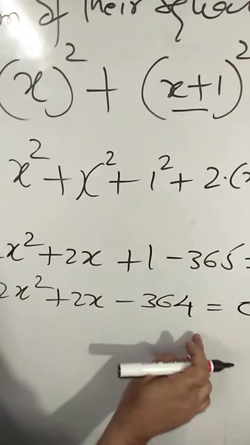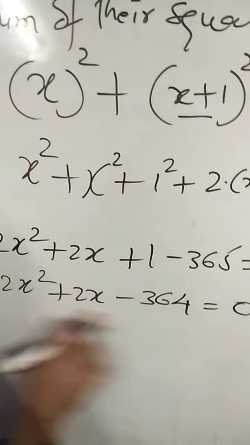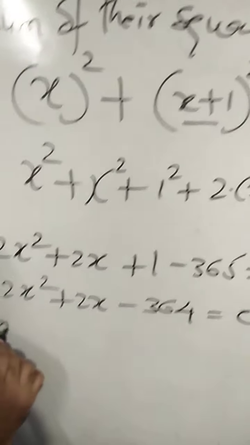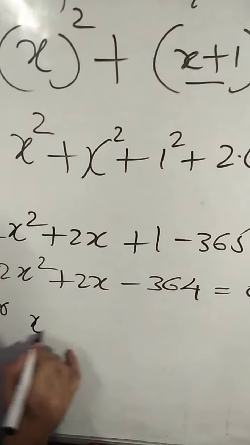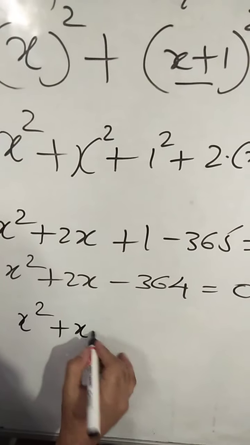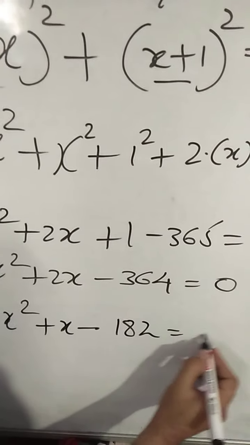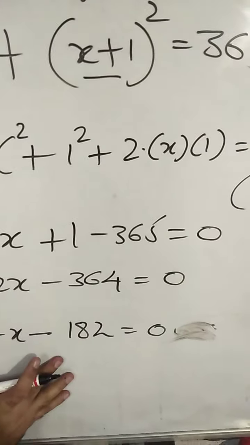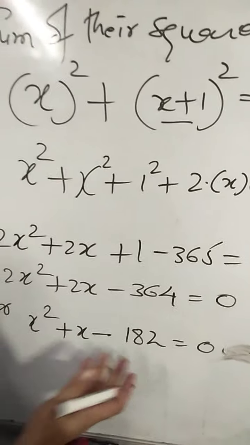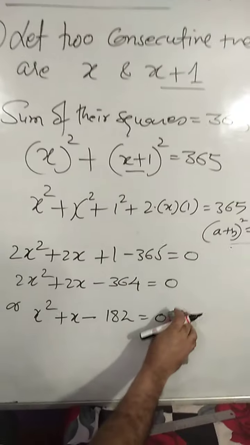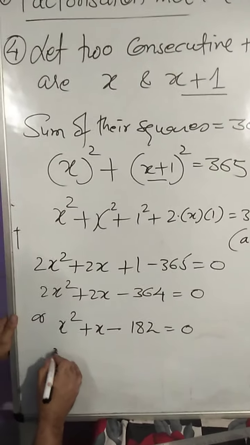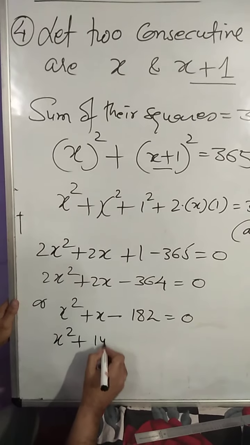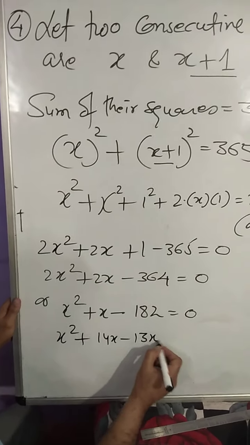I can see something common. What is common throughout? It is 2. Dividing throughout by 2, the common factor, what we get? x square plus x minus 182 equals to 0. This is the quadratic equation, final quadratic equation we get. Now let us split the middle term, factorize it. So middle term is 14x minus 13x.